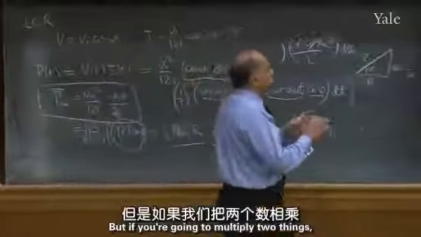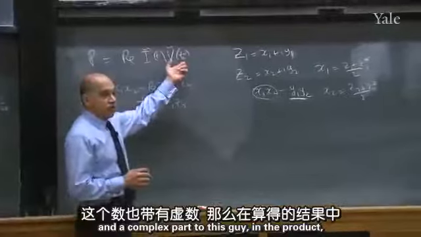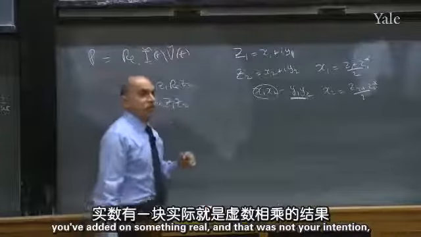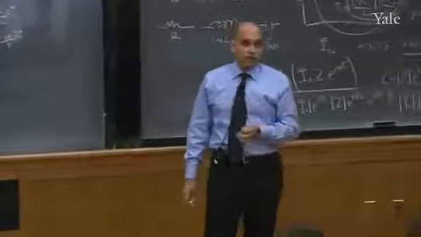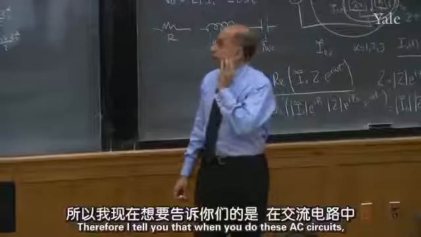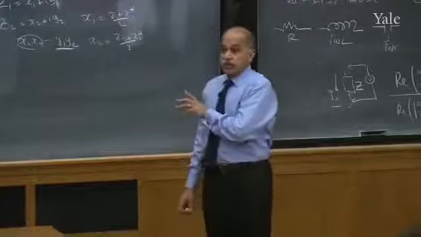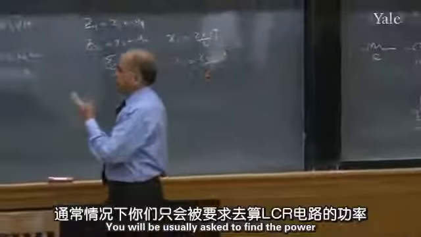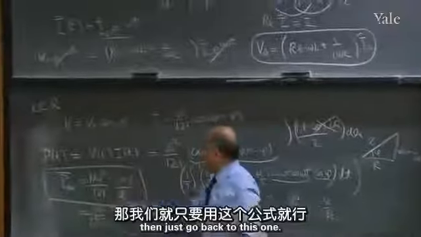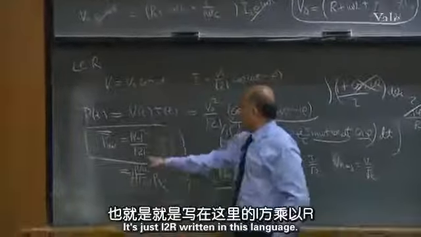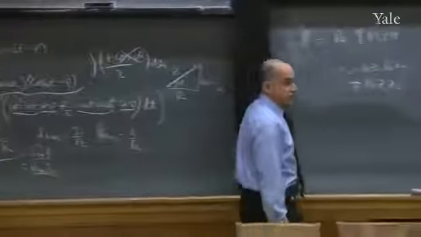But if you're going to multiply two things, where you have added on a complex part to this guy and a complex part to this guy, in their product you've added on something real. And that was not your intention. So you've got to take that out. That's what makes it complicated. Therefore, I tell you that when you do these AC circuits, when it comes to power, forget any of the gimmicks you learned. You'll usually be asked to find the power only for an LCR circuit, the single loop like that. Then just go back to this one. It's just I squared R written in this language. And cosine phi is called the power factor.